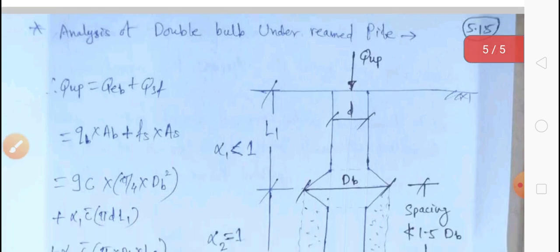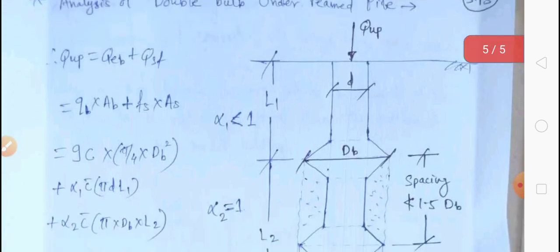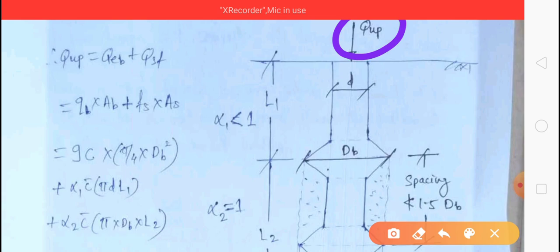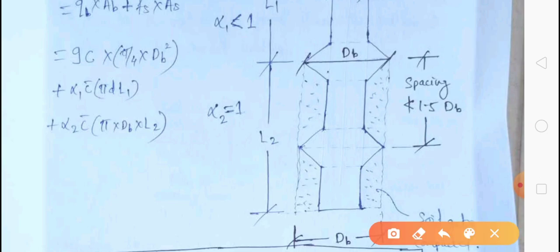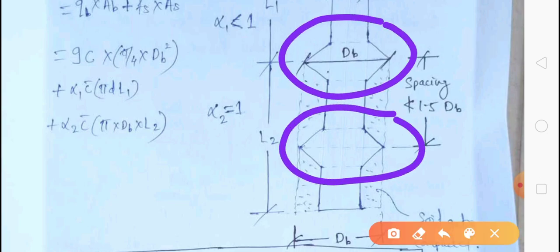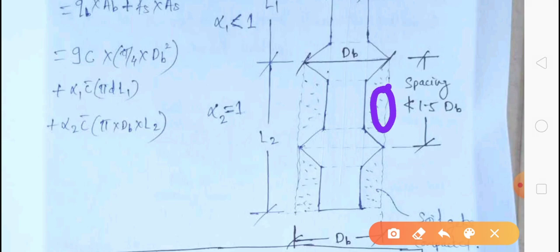Now let us see the analysis of double bulb under-rim pile. If you see the diagram, this is the pile subjected to the load QUP, and there are two bulbs provided here with diameter dB. Again the concept is the same. This soil gets compacted between two bulbs, and this soil also gets compacted below the bulb.